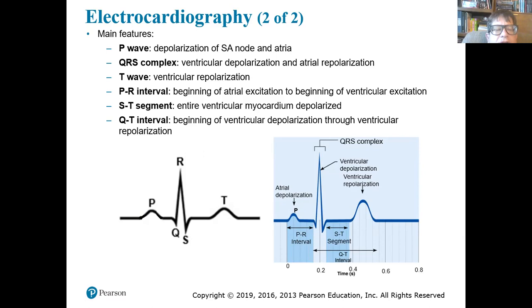Anyway, QRS, we have ventricular depolarization, atrial repolarization. The T wave is the ventricle repolarizing, getting ready for the next beat. Now, the PR interval right here, beginning of atrial excitation to beginning of ventricular excitation. Yeah, that's a fair way to say it. This is entirely the electrical. That's also about the same time what I started to say.